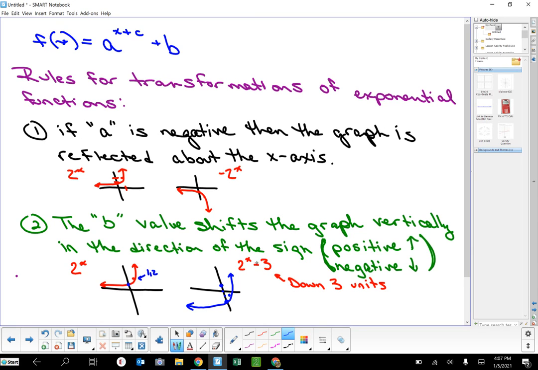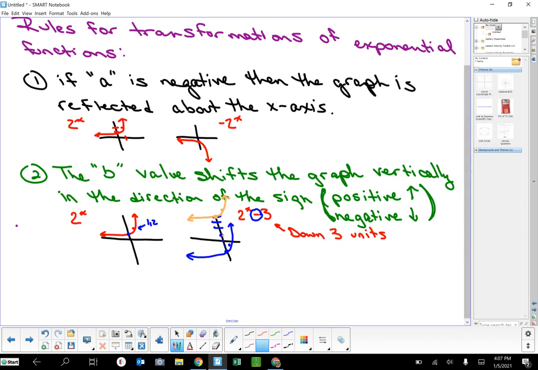Okay. If this was a plus 3, this whole graph would have shifted 1, 2, 3. This point will go up 1, 2, 3. And then my next point would be up 1 over 1. And that whole thing would look like that. Okay? So that's the idea with that.